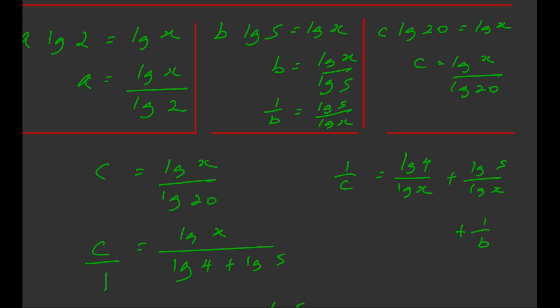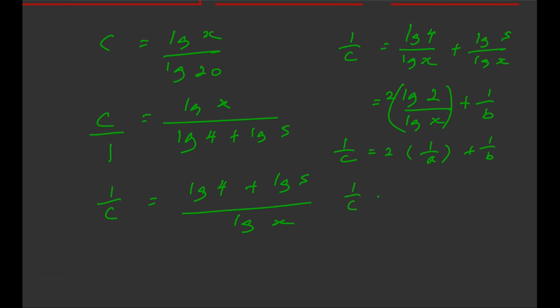Okay, but this part, we don't have LG4, we only have LG2. So what you can do is simplify this. You can have LG2 power of 2. Remember, you can put this power right in front of it. That will be 2. So you have LG2 over LGX, and that is just 1 over A. So you have 2 bracket 1 over A plus 1 over B, and that is 1 over C.